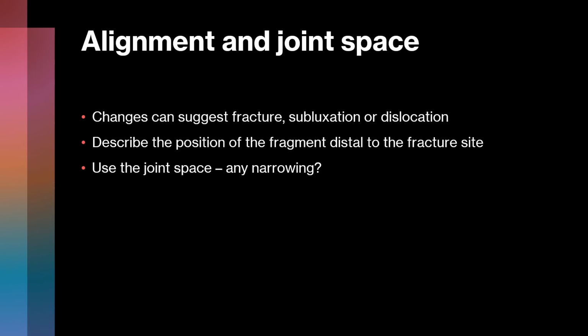So moving on to alignment and joint space, changes can suggest various different pathologies, so fractures, subluxations or dislocations, and we would hope for a nice even joint space throughout. For example, in ACL injuries, following a Segond fracture, you can have widening, which could suggest a ligamentous injury. So that's a specific example that we can use. You also have to describe the position of the fragment distal to the fracture site, and once again use that joint space. Is there any narrowing? Could that indicate underlying pathology?